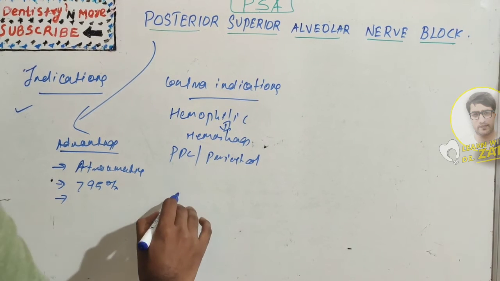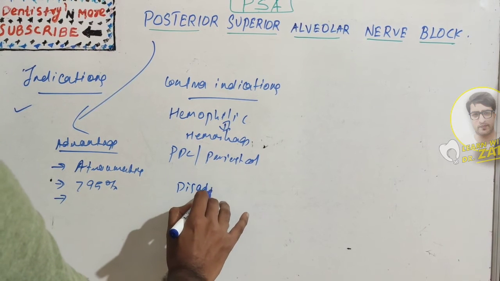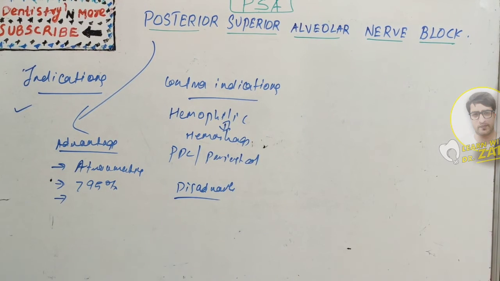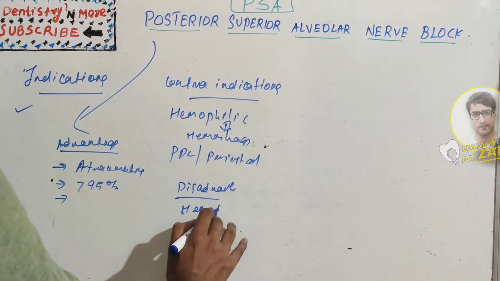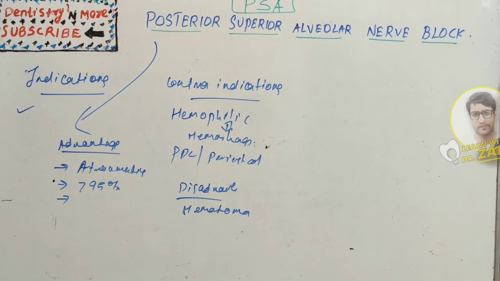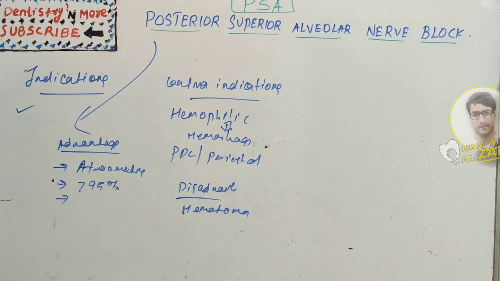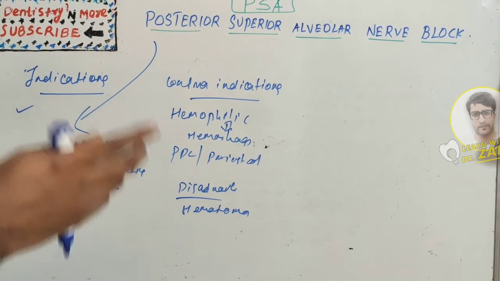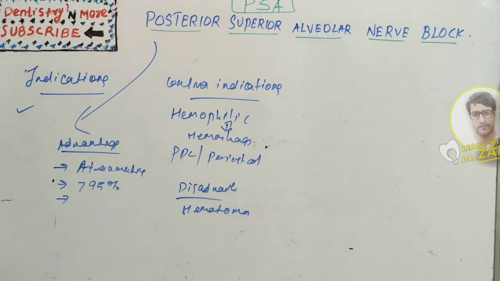But the disadvantages are hematoma, that is the most commonly reported problem associated with PSA, and this technique is somewhat arbitrary, and sometimes a second injection is necessary for the treatment of the mesiobuccal root of maxillary first molar in around 20 to 30% cases, but otherwise just one injection is fine if it is second molar or third molar. But in case of first molar where the mesiobuccal root is involved, we need to give a second injection.